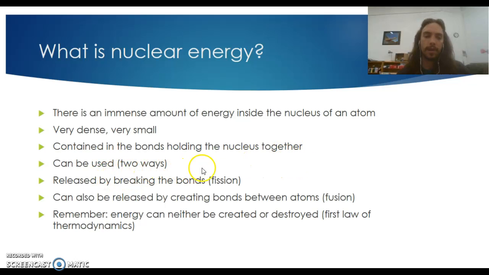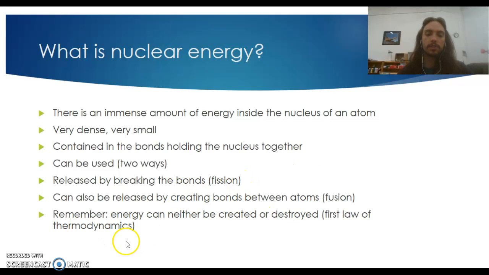They can be used in two different ways to get nuclear energy. You can release energy by breaking the bonds, and that's called fission. So when you split the nucleus apart, you split those neutrons and protons apart, that's called fission. That's what we currently use for nuclear energy. It can also be released by creating bonds between the atoms. You're making many very small, very dense particles come together and form an atom, essentially. And that's what fusion is. So fission is the breaking, fusion is the coming together of these atoms, or bonds anyway.